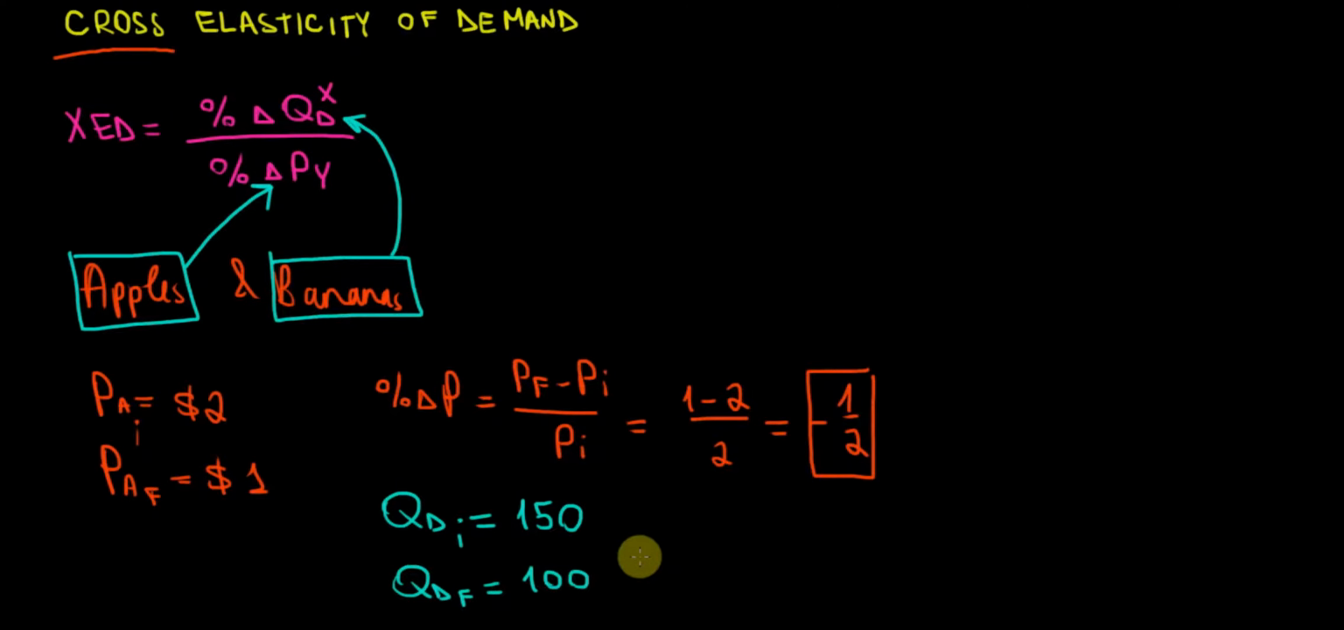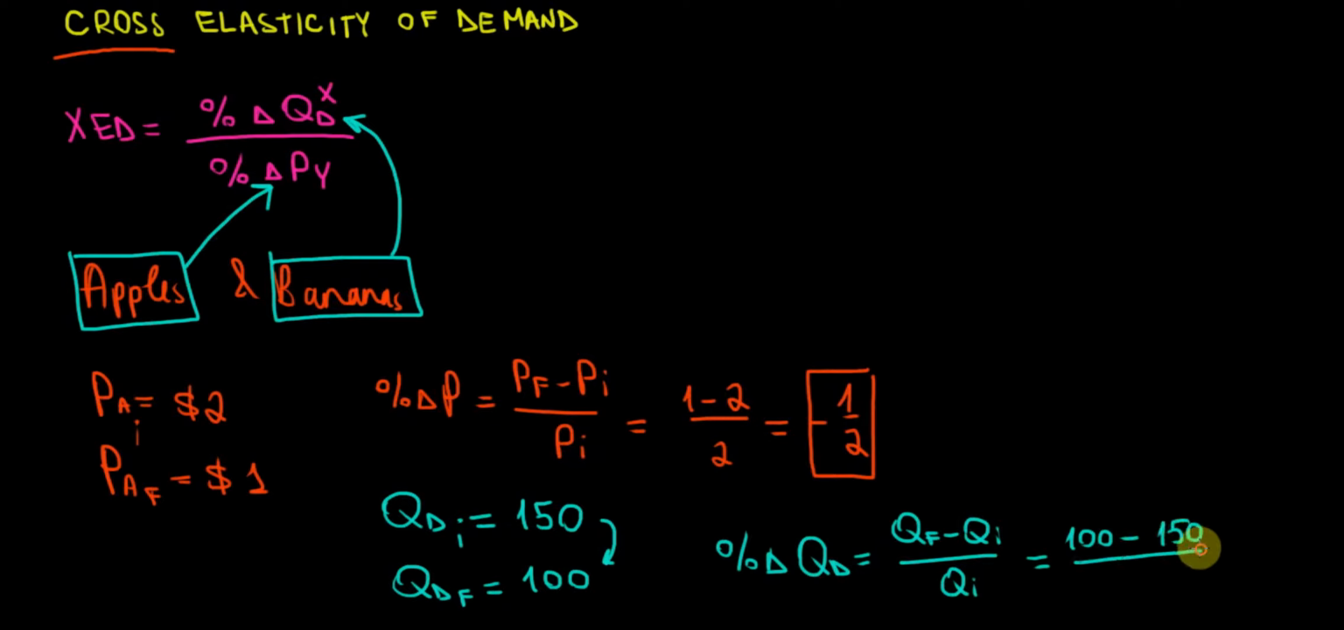Logically, intuitively, why would this be the case? Because apples became cheaper, so people started buying more apples and less bananas. They substituted bananas for apples. That's why quantity demanded diminished for bananas. Hope this makes sense. Now, algebraically, the percentage change of quantity demanded is going to be quantity final minus quantity initial divided by the quantity initial, which gives us 100 minus 150 divided by the initial quantity of 150, which becomes minus 50 over 150, which is the same as minus 1 over 3.